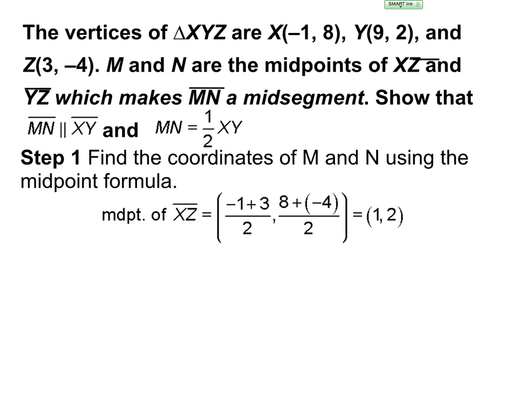It is -1 plus 3 divided by 2, and 8 plus -4 divided by 2. Which comes out to make M the point (1, 2). And graph that. Does that make sense? Is the point (1, 2) halfway on XZ?